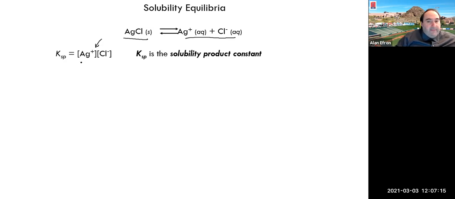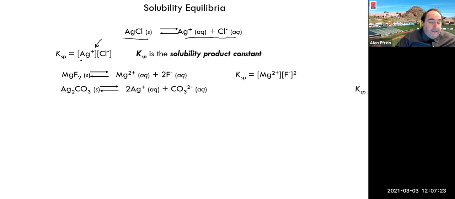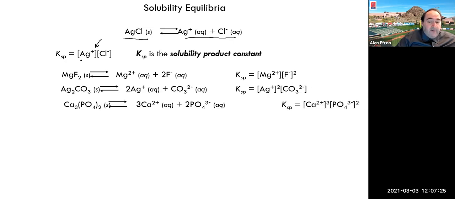And Ksp here would be silver ion times the chloride ion. We would do the same thing as we've done with any other equilibrium type of expression. If we do have some coefficients, we do take those into account. So when we're dealing with Ksp, it is very important to understand how these guys break apart into their ions.